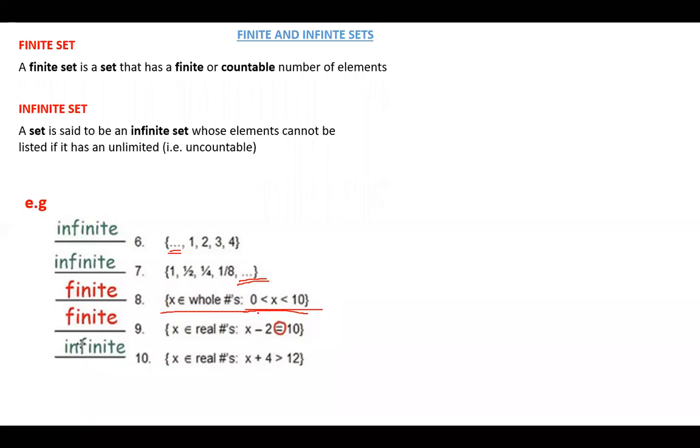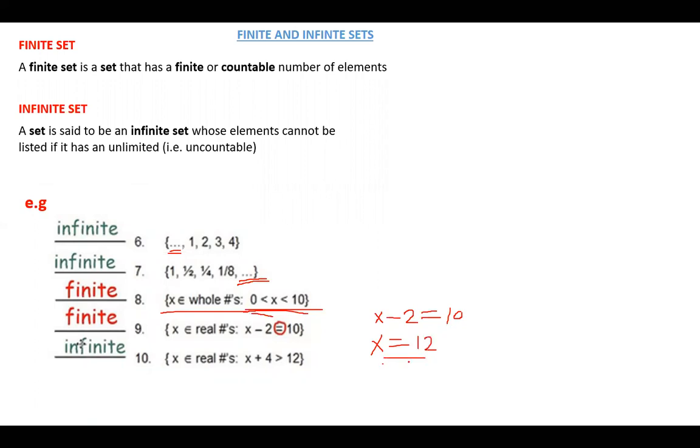Those are the numbers that are part of this set. And then when you look at this one here, x is a member of real numbers such that x minus 2 is equal to 10. This one is also a finite set. Why do I say it's a finite set? It's simply because when you simplify this equation, you're going to have x. Let me just simplify it quickly here. We have x minus 2 is equal to 10. So when you take this to that side, you are going to have x being equal to 10 plus 2, you get 12.